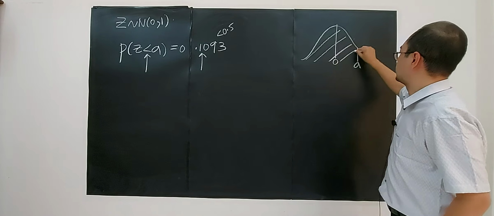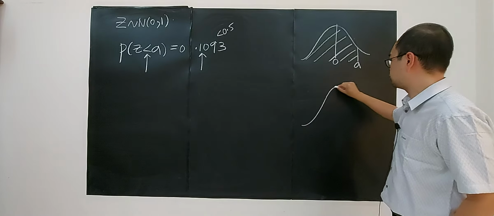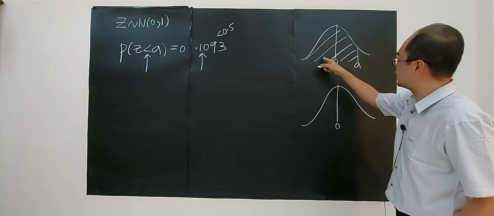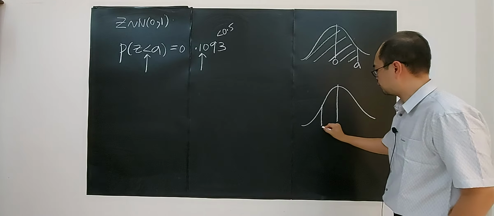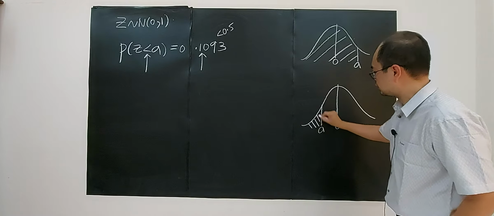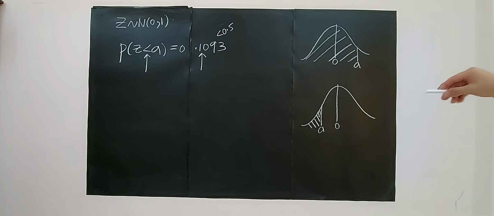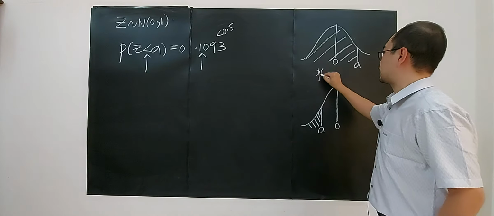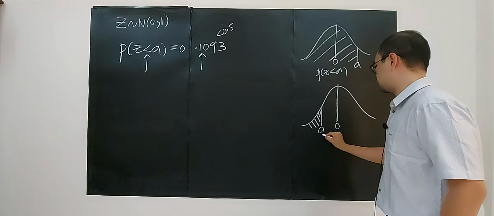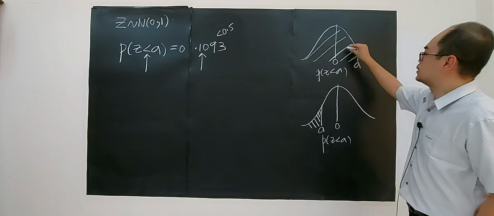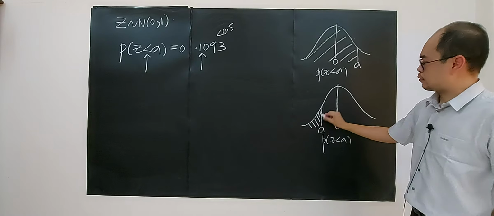Less than. Right? Or maybe, I give you a choice. Or maybe the value of A is on the left. On the left, A is this region here. Right? This is considered as less than. So that means P(Z less than A) has two possibilities. One is a big area, one is the small area.